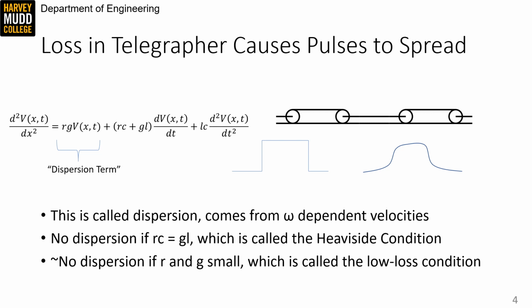Dispersion is tough to analyze by hand, so we're going to focus on a few conditions that effectively eliminate dispersion. One condition that eliminates dispersion is when RC is equal to GL, and this is called the Heaviside condition. Another condition that eliminates dispersion is when R is much smaller than jωL and G is much smaller than jωC, which is called the low loss condition. We'll take a closer look at these conditions when we drive sine waves onto the transmission line, because the math for sine waves winds up being easier.